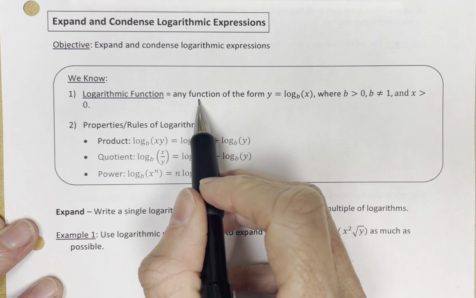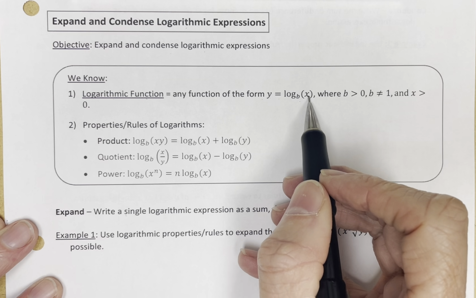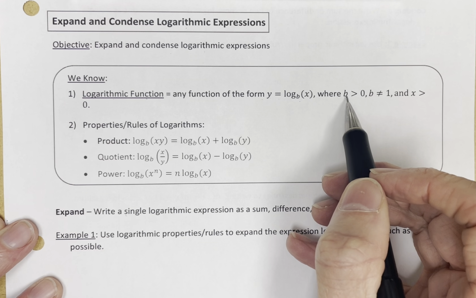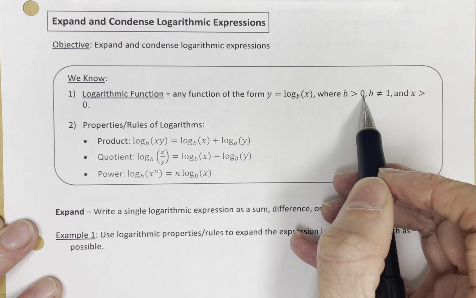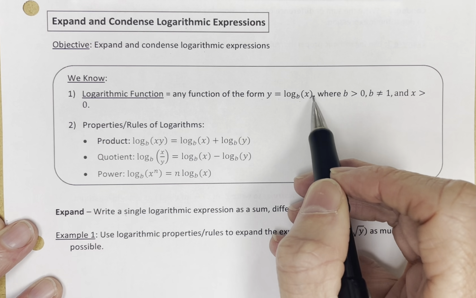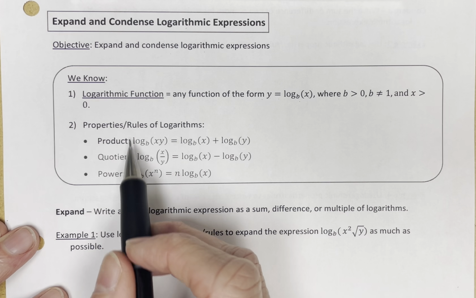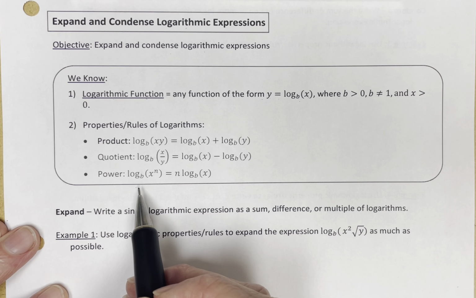It is any function of the form y equals log base b of x, where b, the base, is both positive and not equal to 1, and x, the argument, is positive. We also know these three properties, or these three rules of logarithms.